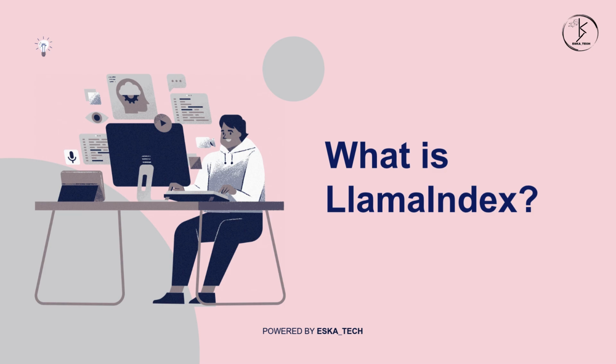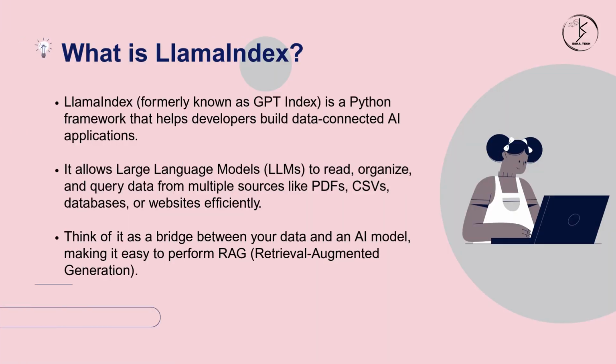Let's talk about LlamaIndex, a powerful framework that connects your data with AI. LlamaIndex, formerly known as GPT-Index, acts as a bridge between your private data and large language models. It helps AI read, organize, and query data from files like PDFs, CSVs, databases, or websites, which is perfect for building RAG-based applications.